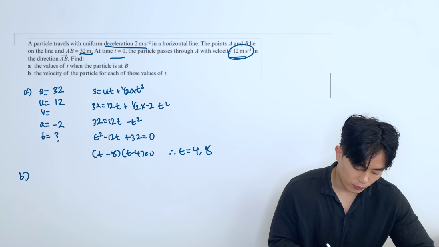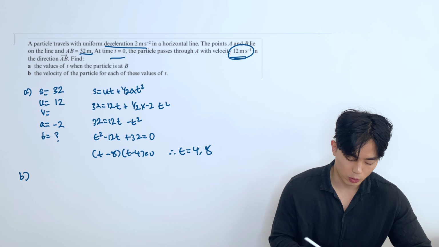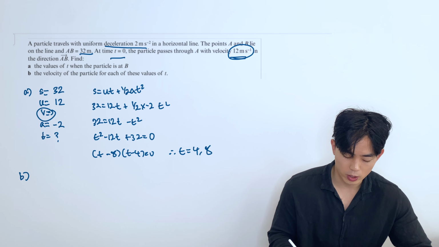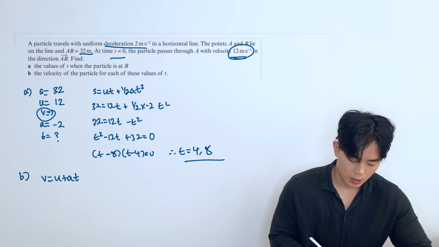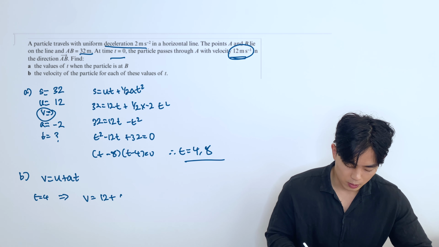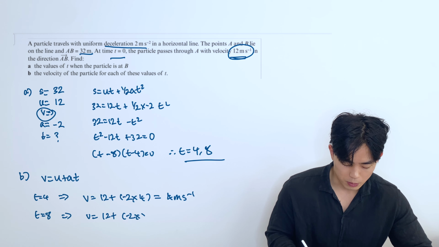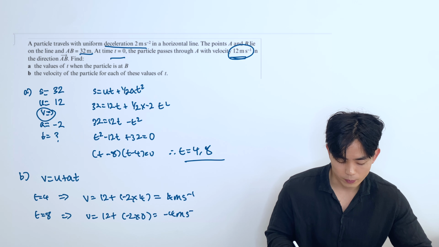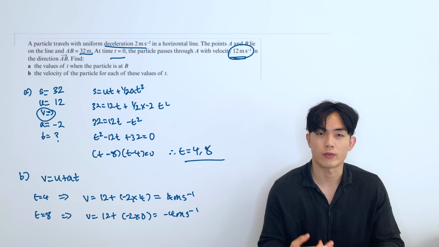Part b. Find the velocity of the particle for each of these values. Once again, let's list them all out. We're trying to find this v here, and we know t is 4 and 8. So I can use a very simple equation, v is u plus at. When t is 4, just plugging it in, v is going to be 12 plus minus 2 times 4, which will give me 4 meters per second. And when t is 8, plugging that in as well, v is going to be 12 plus minus 2 times 8, which will give me -4 meters per second. So they have the same speed value, it's just that the directions are opposite, so they have different velocity values.